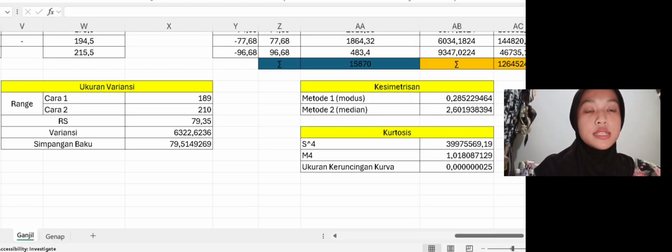And skewness is used to determine the shape of the data distribution, whether it is symmetrical, skewed to the right, or skewed to the left. Meanwhile, kurtosis is used to determine whether the distribution curve is more peaked or flatter.